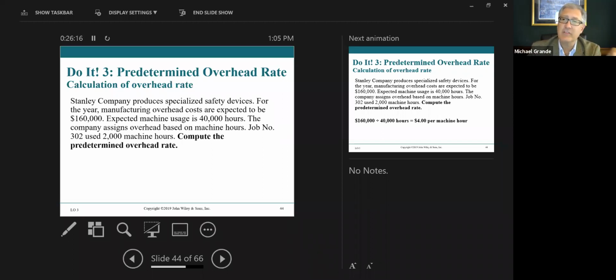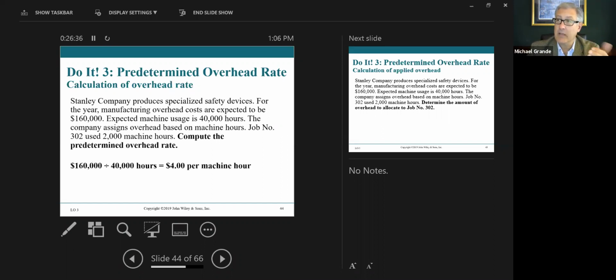In the previous example, they assigned manufacturing overhead as a percentage of direct labor cost. In this example, they apply manufacturing overhead based on machine hours. Compute the predetermined overhead rate. Again, total estimated overhead divided by the activity base, or the activity, $4 per hour.